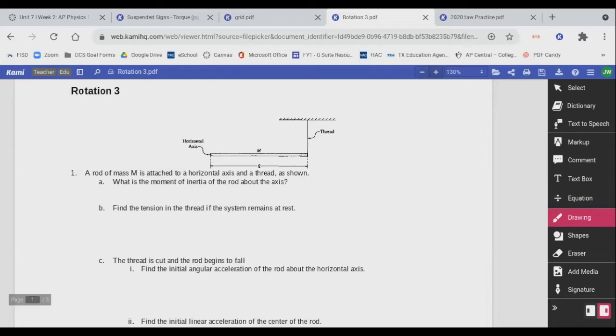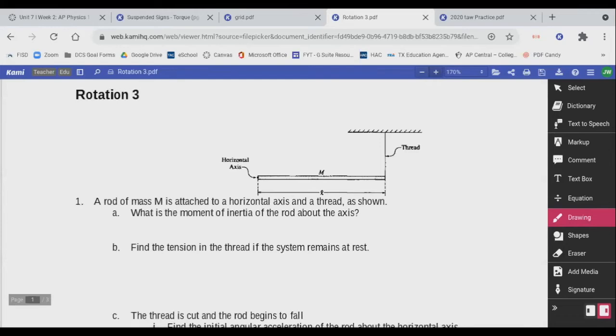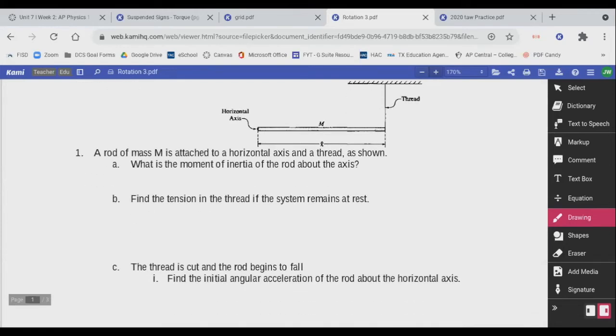It says a rod of mass M is attached to a horizontal axis and a thread as shown. What's the moment of inertia of the rod about the axis? Okay, I'm just zooming this in so we can see it a little bit better and I have more room to write. I'm going to draw this off to the side because when I have drawings, it makes it easier for me. I don't think I need to draw anything until B. So let's just look at this.